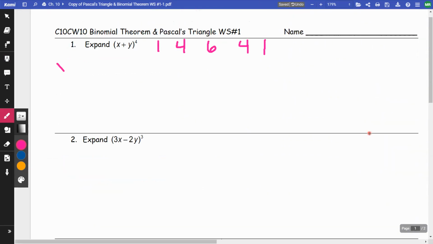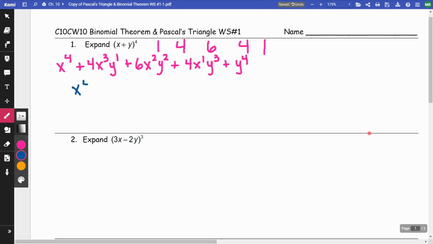So I'm going to have x to the 4th plus 4, x to the 3rd, y to the 1st, because remember they have to add to the exponent here of 4, plus 6, x to the 2nd, y to the 2nd, plus 4, x to the 1st, y to the 3rd, plus 1, y to the 4th. And that's your answer.